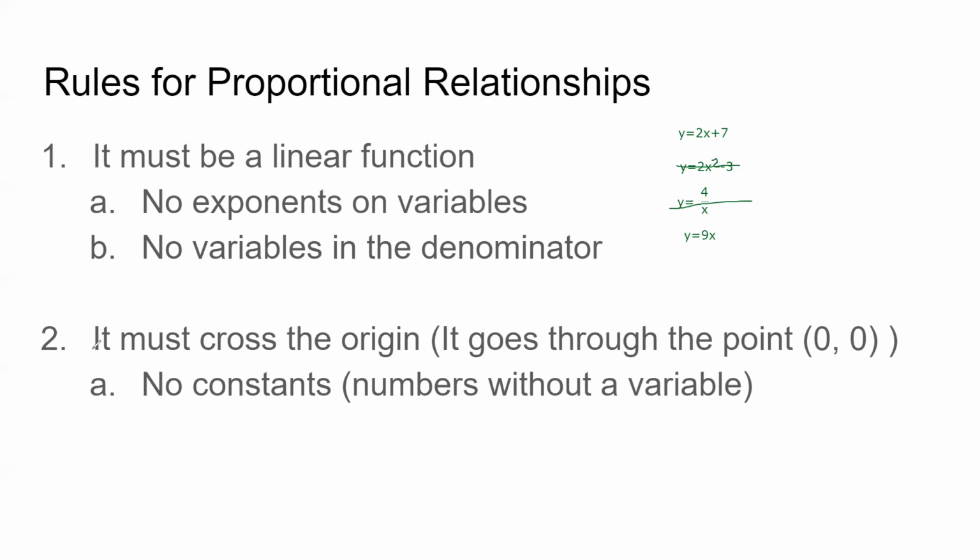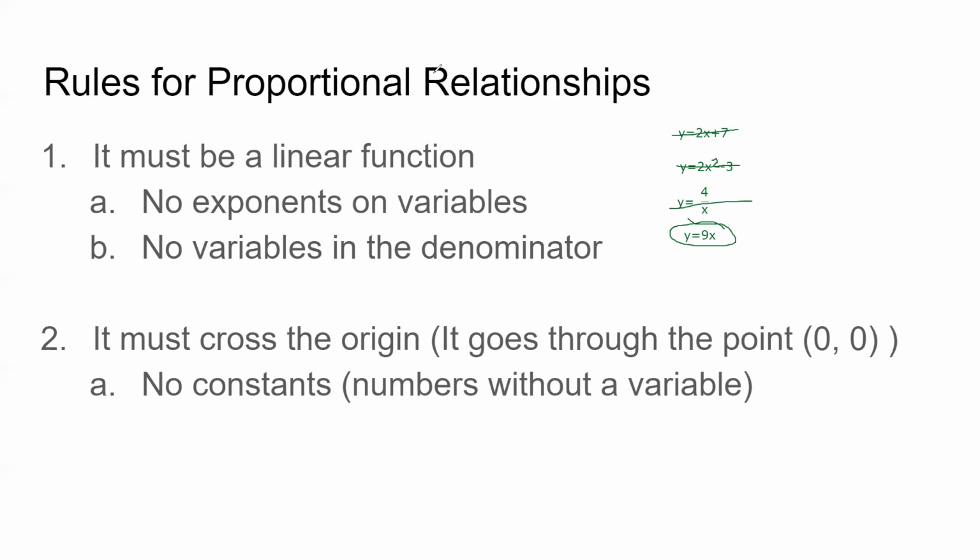Our second test is it has to cross the origin, which means it goes through the point 0, 0, just like how we were talking about in the video. In an equation, though, that means that there are no constants, so numbers without the variable. So if we look at this first one, I see a constant right here. That 7 is a constant because it doesn't have a variable on it. So that goes away. This bottom one, does it go through the origin? Is my b 0? Does it have any constants? No. So that is our proportional equation.